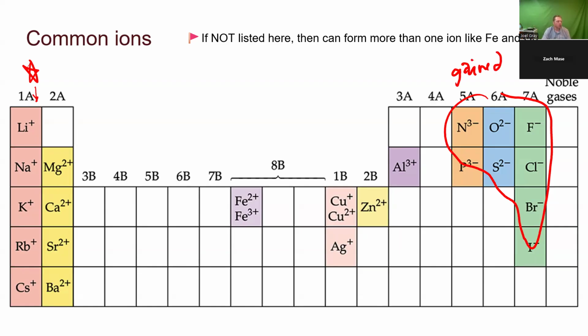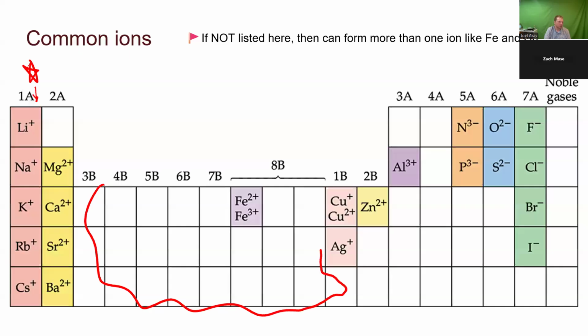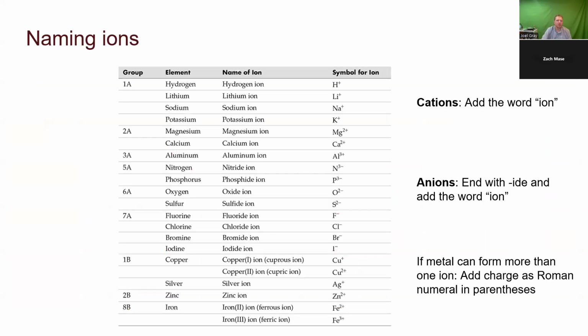Now, I want you to know all of the common ions that are listed on this table. Everything else that's represented by a white box, I'm not going to ask you to seek those out. Iron is going to be Fe2+ or Fe3+. Now, this next slide will tell us the names of these ions.